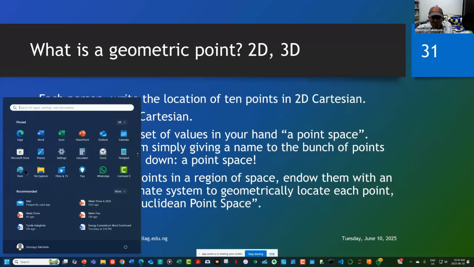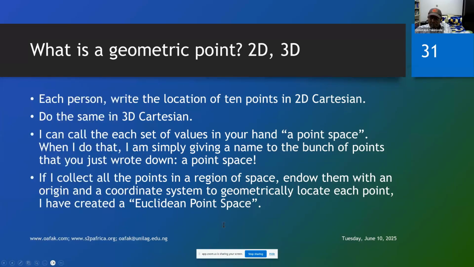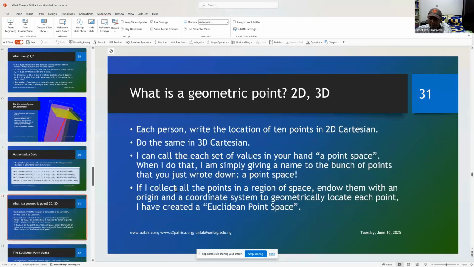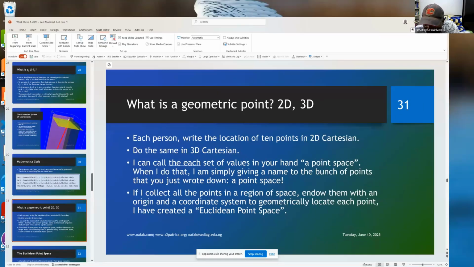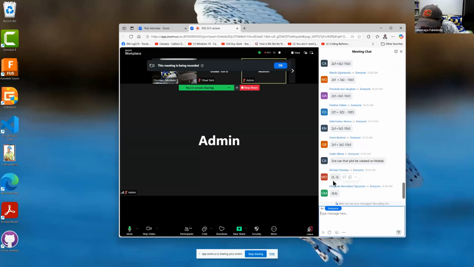I'm going to go to the chat room and check you. Each person should just write 10 points. Okay, Michael, you wrote. No, just write them at once. Don't write them one by one. Michael Otegbola, just write 10 points. Don't stop until you've written 10. Yes, you are correct, but just write 10. Each person should write 10 points. I want to see the first person that will do it.